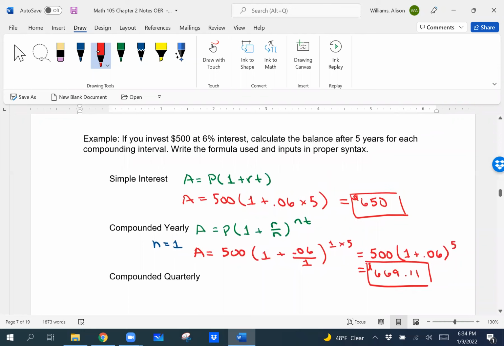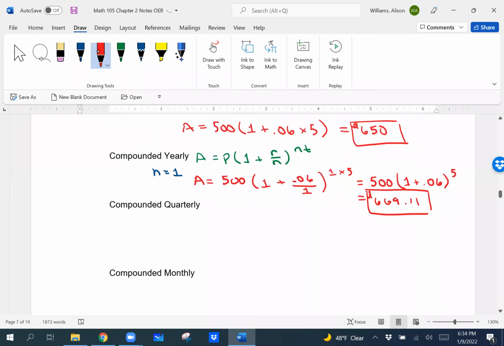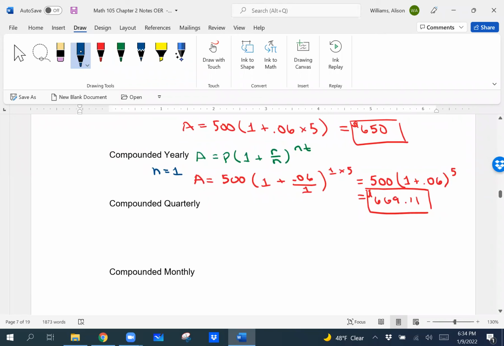Okay, so we're going to use that same compound formula, but this time for quarterly. Quarterly means 4 times a year. So in this case, n is going to be 4. They're going to add in the interest 4 times a year. I'm not going to rewrite the formula. I'll just look at the green formula I have written there. So it's going to be 500 times 1 plus 0.06 here. Actually, I'm going to give myself a little more space, because I kind of ran out of room. So 500, 1 plus 0.06 divided by 4, to the 4 times 5.